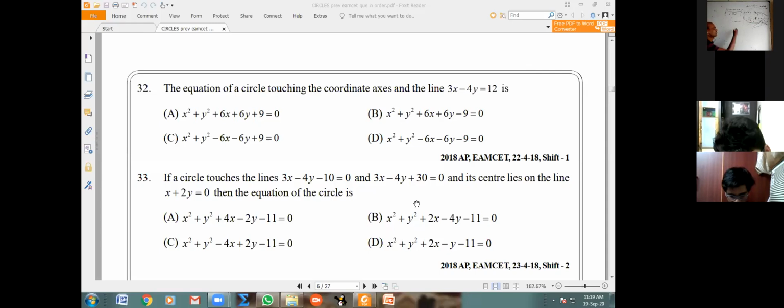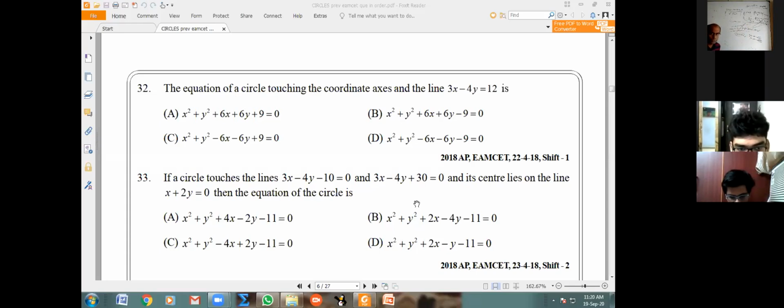Whenever two lines are parallel, if a circle is touching both of them, its center should lie on the mid-parallel line. How will you find that mid-parallel line? Take this constant and this constant, take the average directly. For example, one line is 3x minus 4y equal to 10. Other line is 3x minus 4y equal to minus 30. When you take the average of 10 and minus 30, it is minus 10. So directly the mid-parallel line is 3x minus 4y equal to minus 10. So if any circle is touching both these parallel lines, its center should lie on this mid-parallel line. But they also said center should lie on x plus 2y equal to 0. So solving this and this will get the center.